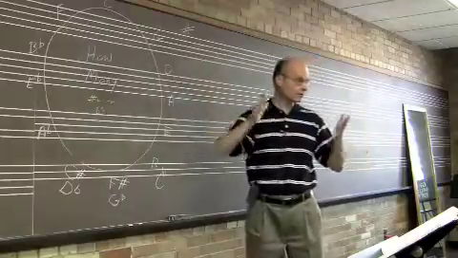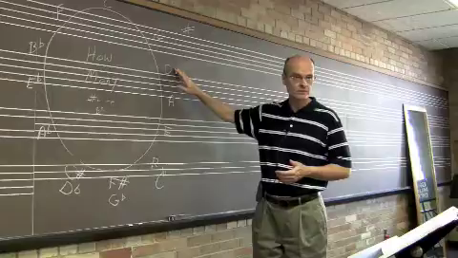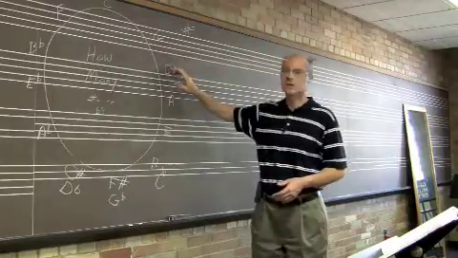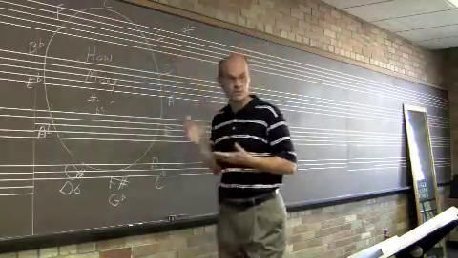That means if I want to make a major scale starting on D, how many sharps am I going to use? 2. Because it's 1, 2. It's 2 to the sharp side. We don't count C because that's 0. So G is 1, D is 2.